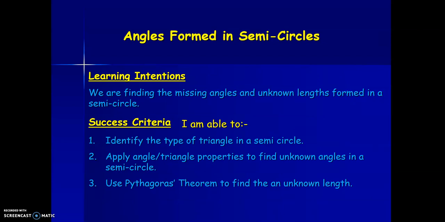Okay, let's look at today's lesson. So today we're going to be looking at finding the missing angles and unknown lengths formed inside a semicircle this time. By the end of today's lesson, we should be able to identify the type of triangle in a semicircle, apply angle and triangle properties to find unknown angles in the semicircle, and use Pythagoras' theorem to find an unknown length. So let's have a wee look.